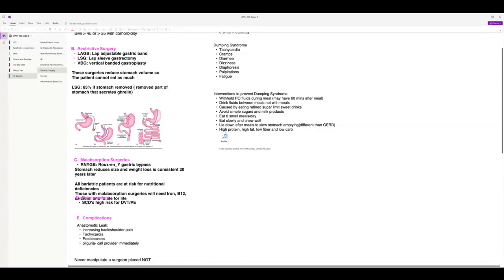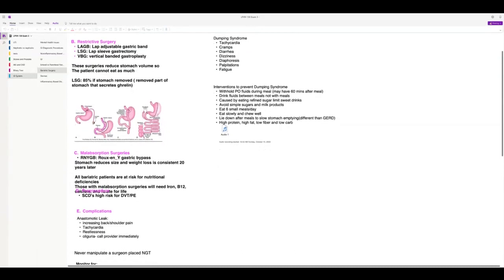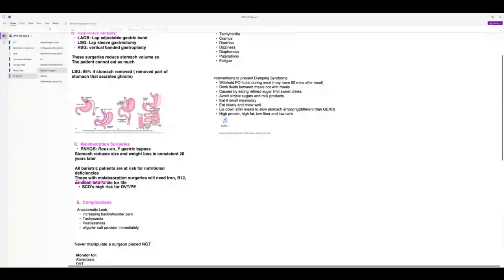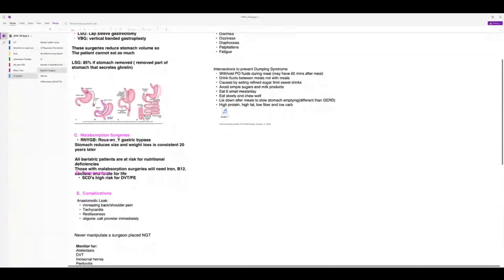Now, you never want to manipulate an NG tube that a surgeon placed, okay? Because if you see this picture right here, you see the anastomosis right here and here. If you manipulate an NG tube and put it down further, and you pop one of these, you're going to be in trouble. So you never manipulate an NG tube that a surgeon placed.